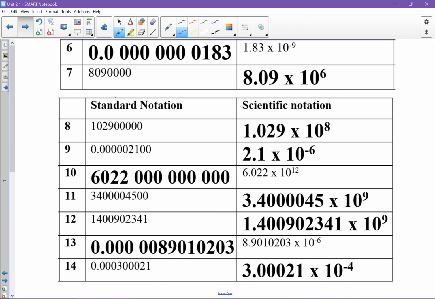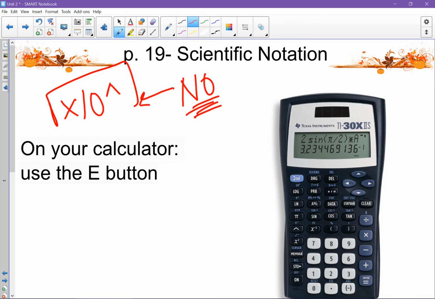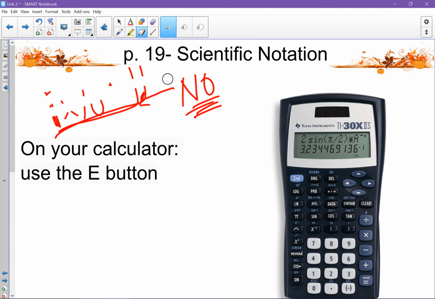Alright, the next thing we need to talk about is how this gets put into your calculator. So here's what you should not do. Do not push times 10 and the little to the button. Never, ever, ever do that, okay? Here's why. You understand what it means, but your calculator is going to mess it up for you. So you may not ever push times 10 to the. Don't do it, okay? What we're going to do instead is use the E button.